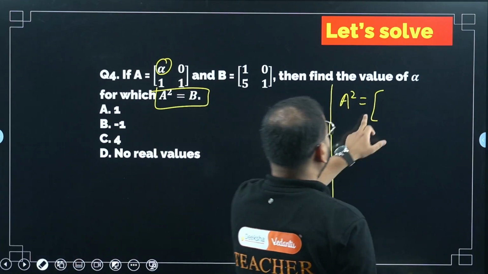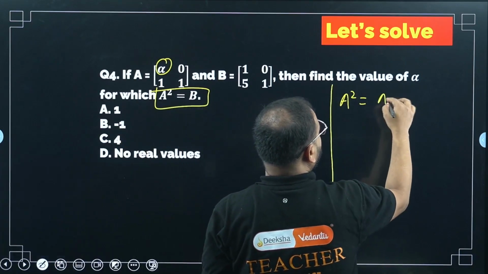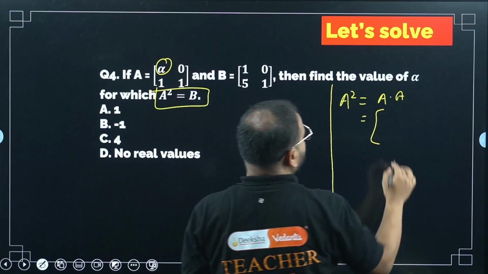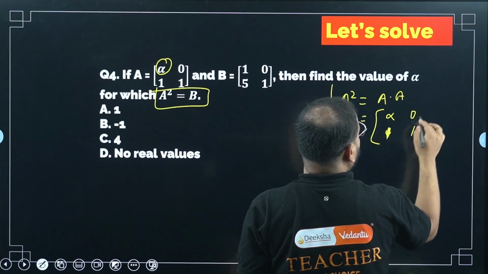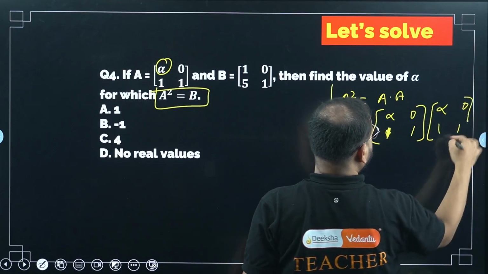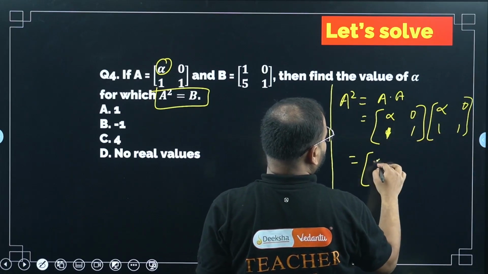Positive integral powers of the matrix. So A into A, how will that look? A is [alpha 0; 1 1], and again [alpha 0; 1 1]. Multiply. First row, first column: alpha into alpha, alpha square.